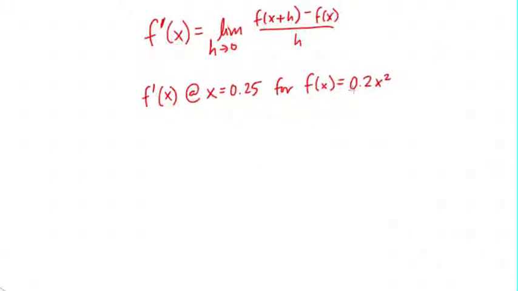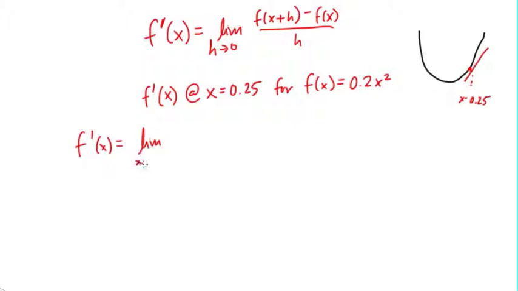We had our previous function, which was just a quadratic function, which sort of looked like this. There was a point over here, where the x value was 0.25, and our original question was, what was the slope at that point? Now that we have a definition for the slope, we're going to use this and figure out what the slope is at that point. So remember f prime of x is simply the limit as h goes to 0 of f of x plus h minus f of x over h.